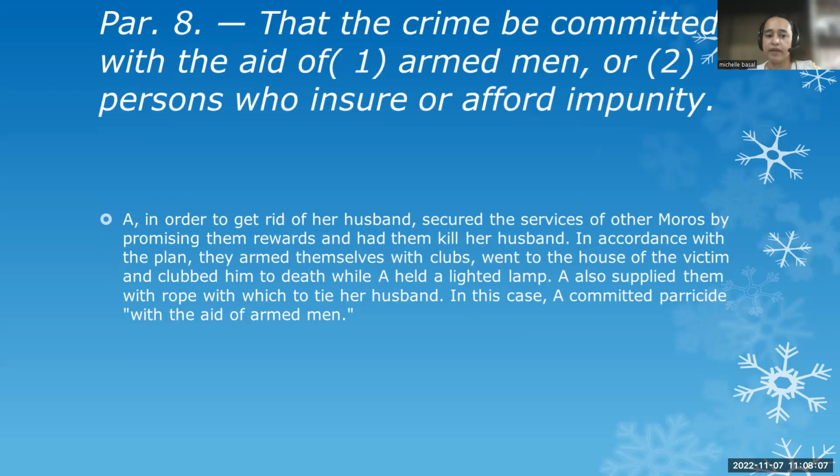A also supplied them with rope with which to tie her husband. In this case, A committed parricide with the aid of armed men. So, what are the requisites? Number one is either bisan usa lang nga tawo ang nagbulig basta armed, may adahiya weapon, or kung waray man weapons, duha nga tawo ang nagbulig para makommit an crime.